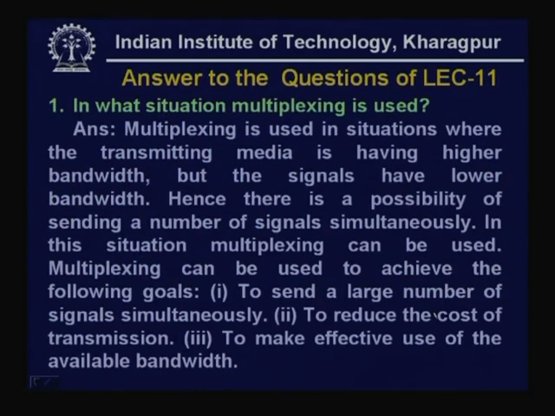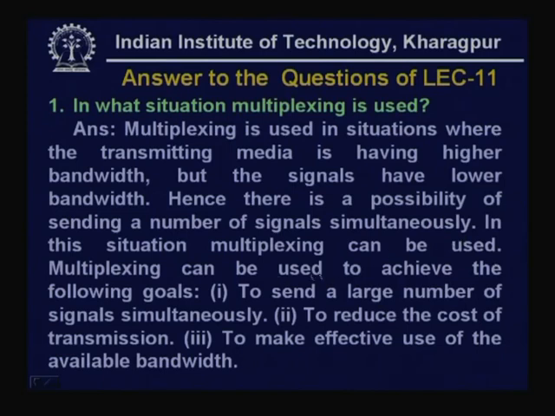And here are the answers to the questions of lecture number 11. First question was, in what situation is multiplexing used? Answer is, multiplexing is used in situations where the transmitting media has higher bandwidth, but the signals have lower bandwidth. That means, from different channels the bandwidth is lesser. Hence, there is a possibility of sending a number of signals simultaneously. In this situation, multiplexing can be used.